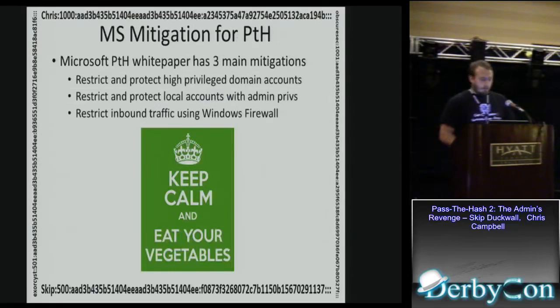All right, so Microsoft gave some pretty solid mitigations that you'll find hopefully on any pen test report. Restrict and protect high privileged domain accounts. Good. Restrict and protect local accounts with admin privileges. They do, or they don't, but you should. Restrict inbound traffic using Windows Firewall, because everyone loves having thousands of non-centrally managed firewalls on their networks.